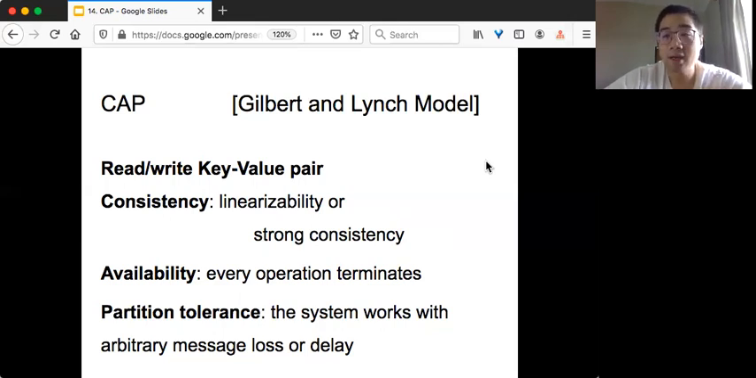Then availability. The idea is that as long as there is a correct node or correct server inside the system, every operation, including read or write, should terminate. That's a very reasonable assumption, because as a client, you want the system to respond to your operation.